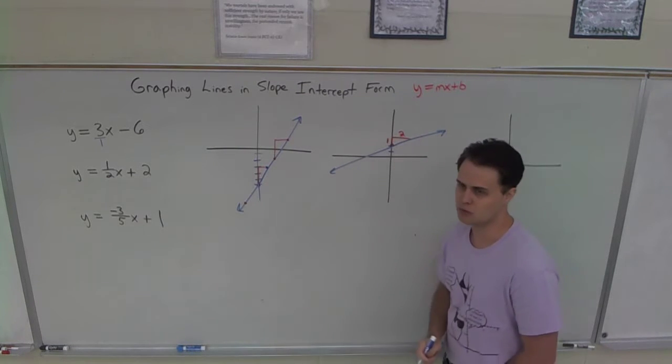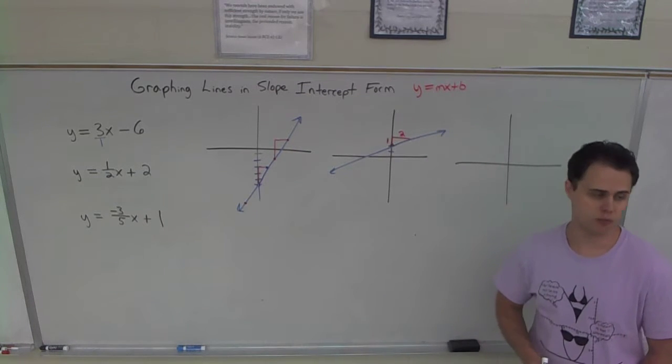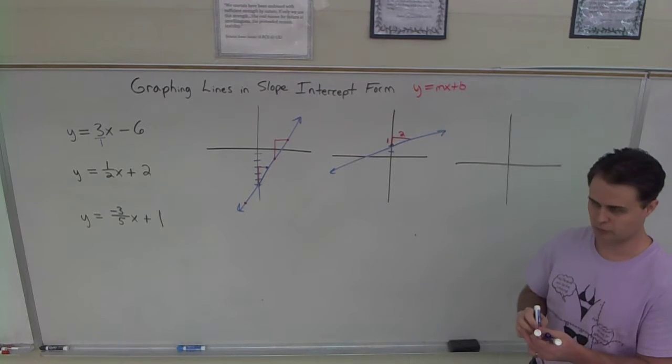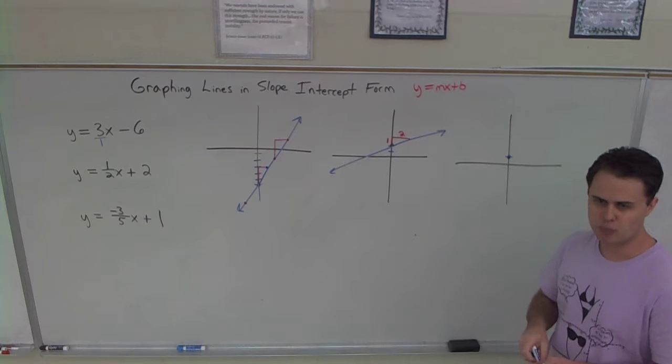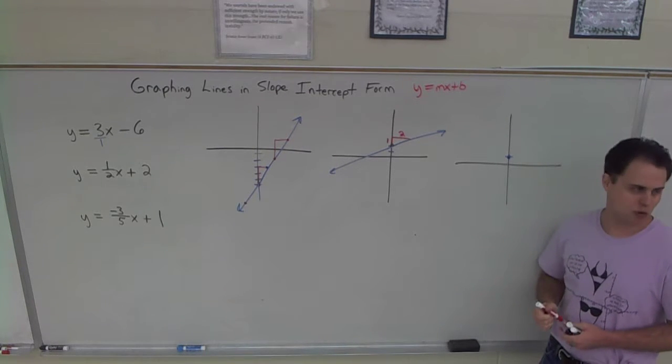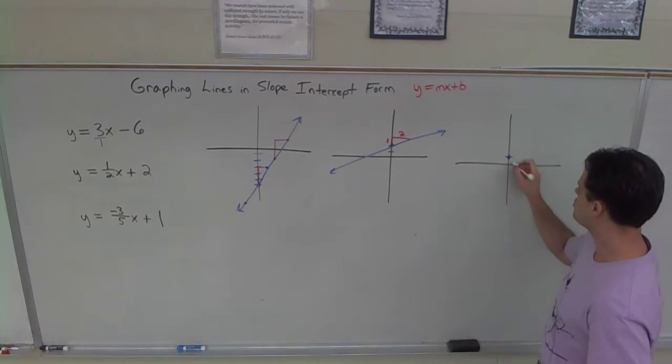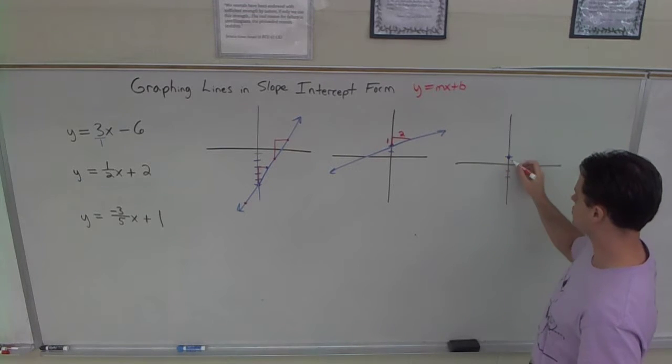The next one we have a negative slope, so instead of going up, it should go down from left to right. Where should I start though? Got it? And from 1, I'm going to go not up 3, but down 3. So 1, 2, 3. That's 3, right?